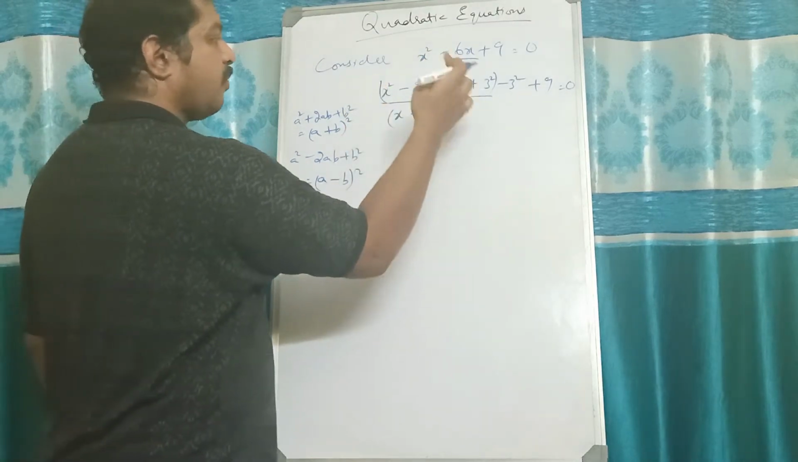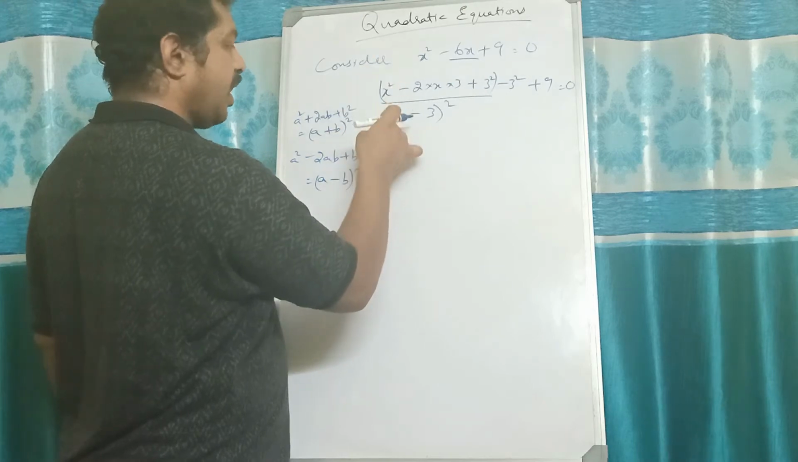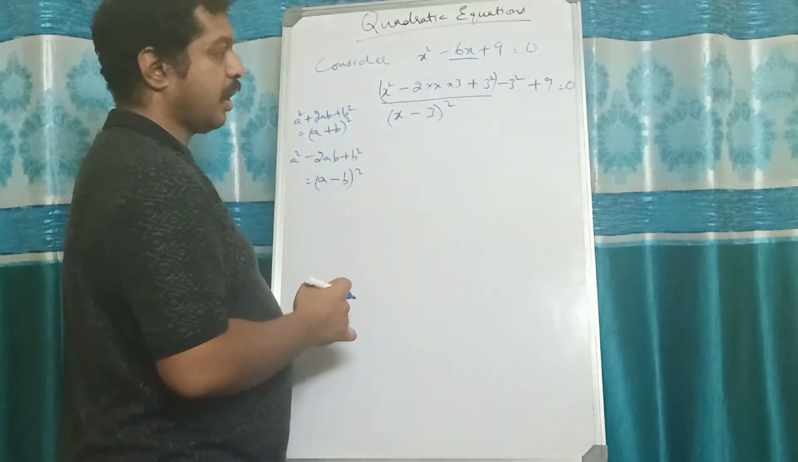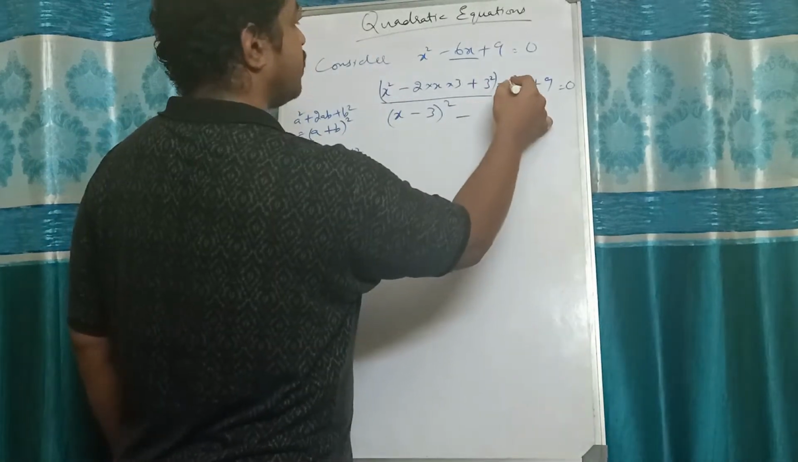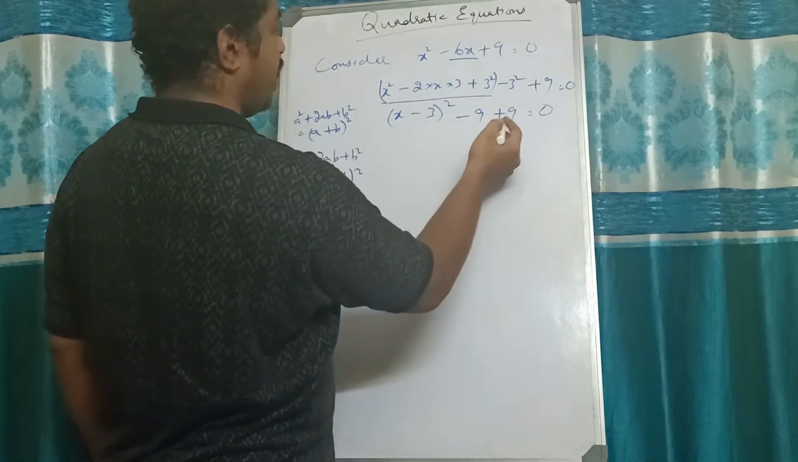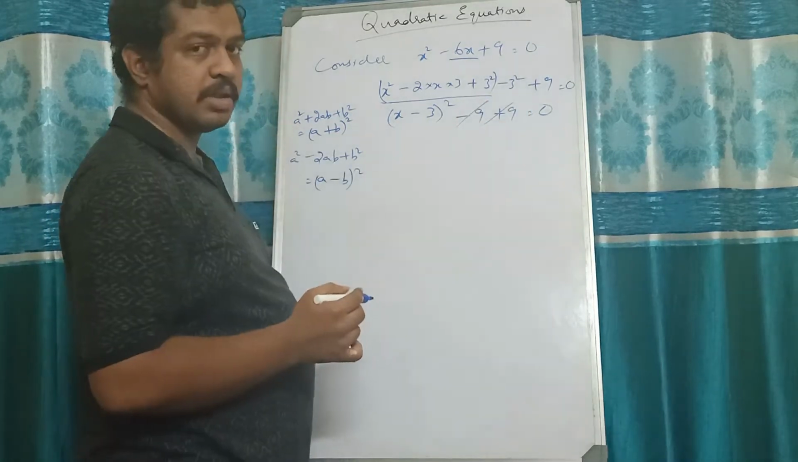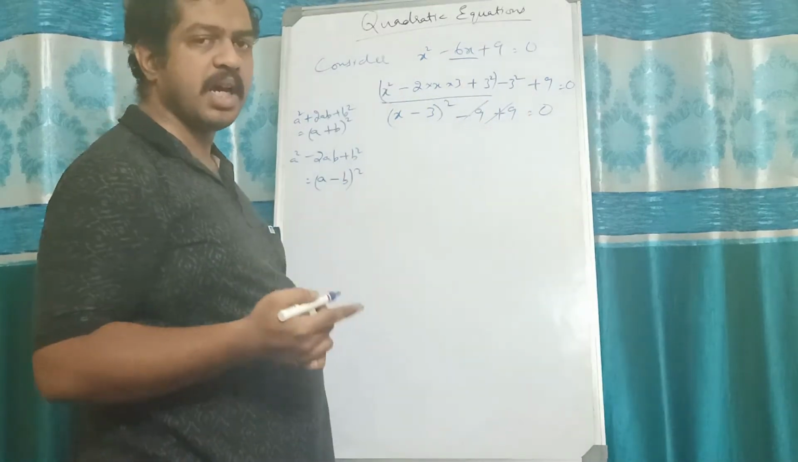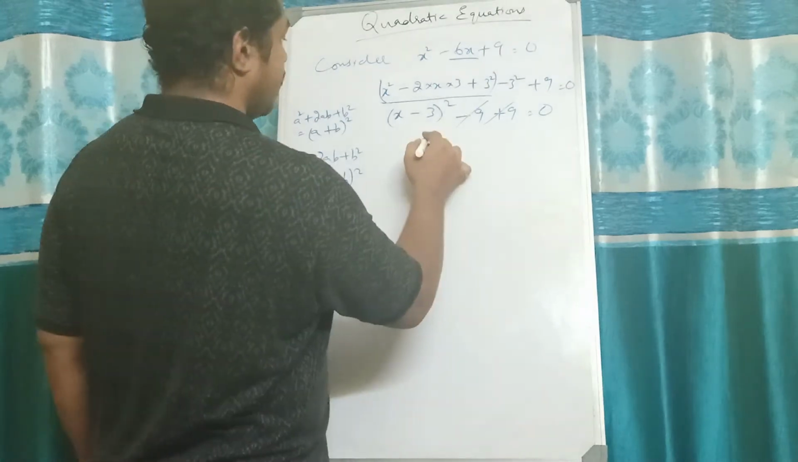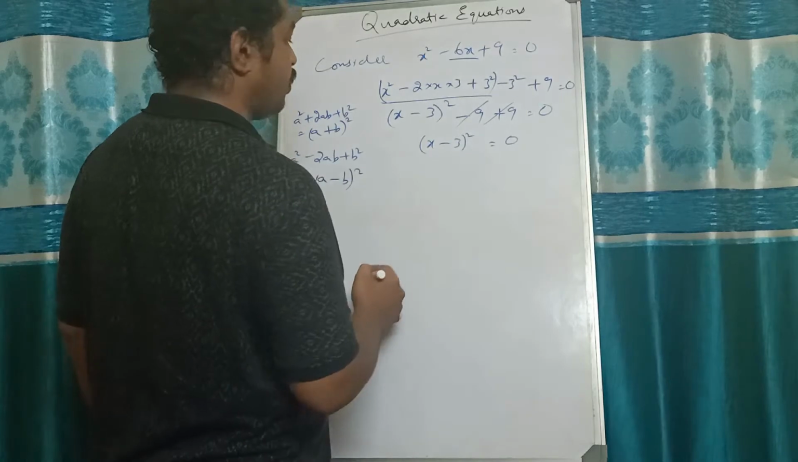The same way, in this particular form, in place of a we have x and in place of b we have 3 here, right? So it can be expressed in the form of x minus 3 the whole square, minus 3 square is 9, and then plus 9 as it is equal to 0. As we can easily see, plus 9 and minus 9 cancel each other. 9 minus 9, how much? 0, right? So the remaining term will be x minus 3 whole square equal to 0.